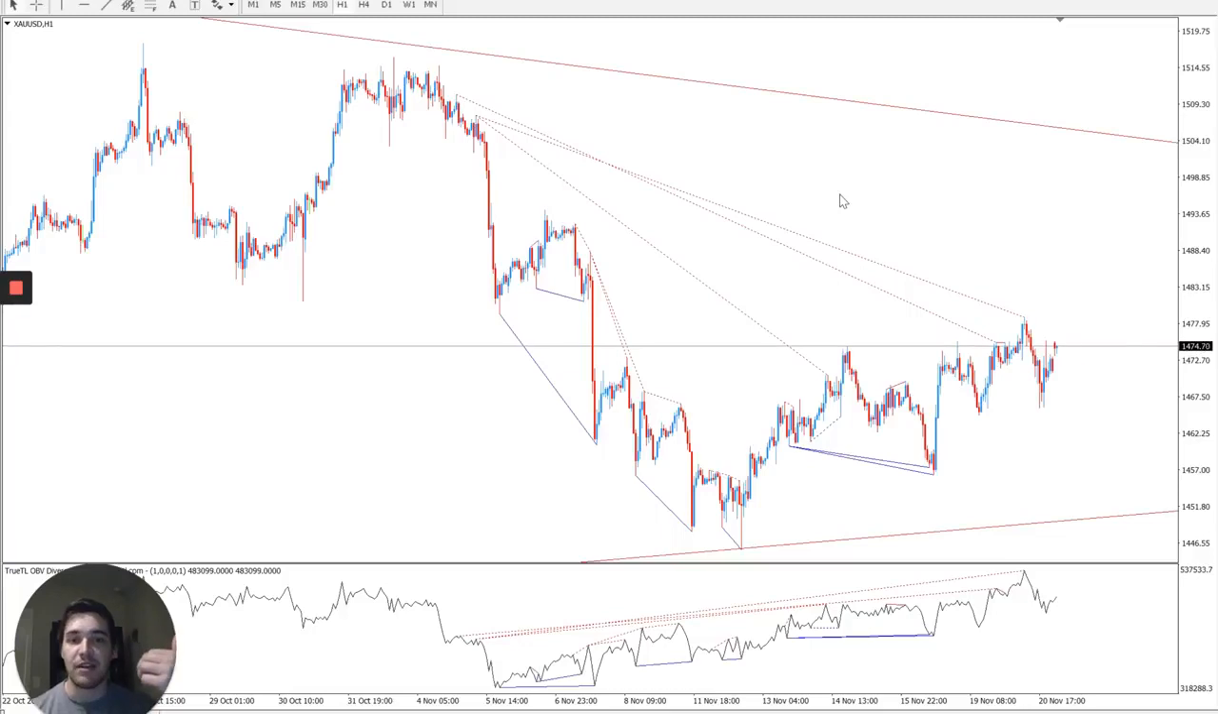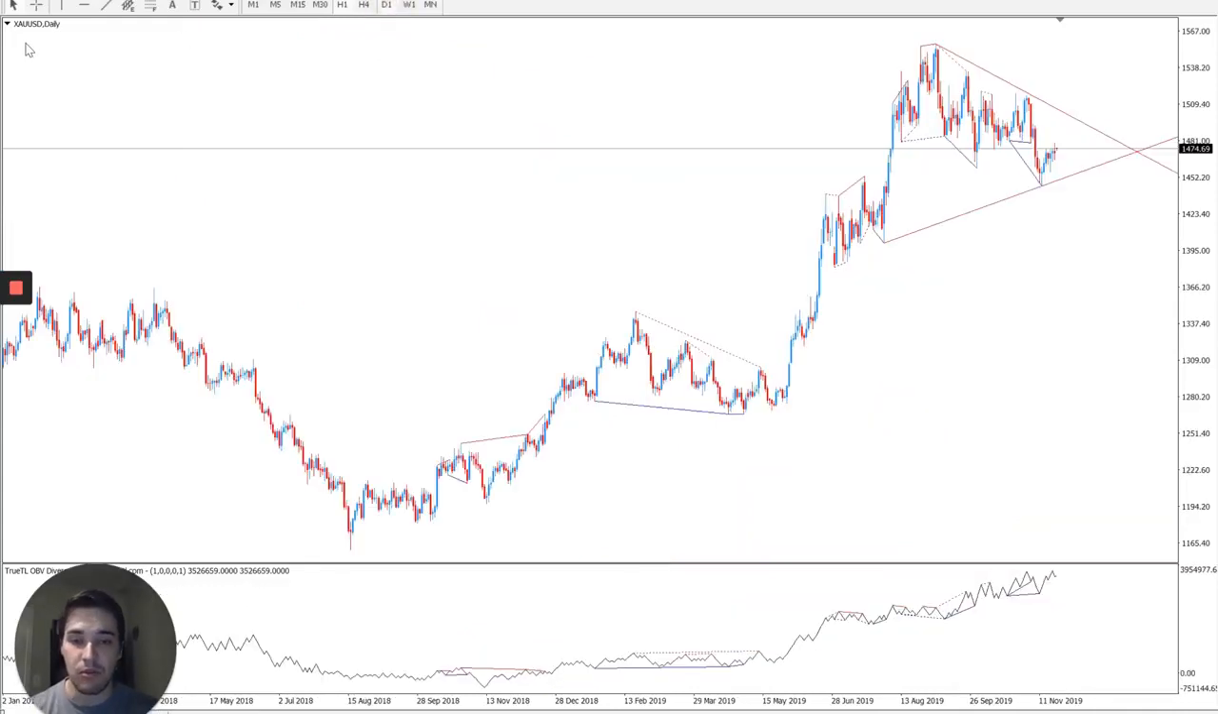Let's say you're in an uptrend and you see divergence, then you place a sell. That's it. If you're in a downtrend and you see divergence, you place a buy. That's it. So uptrend, divergence, sell; downtrend, divergence, buy. So let me give you a good example of divergence.